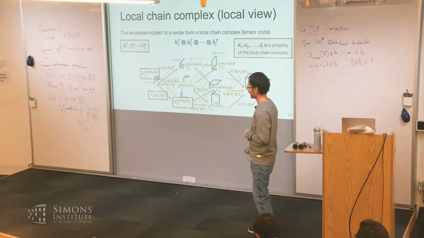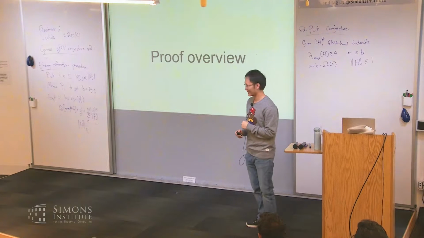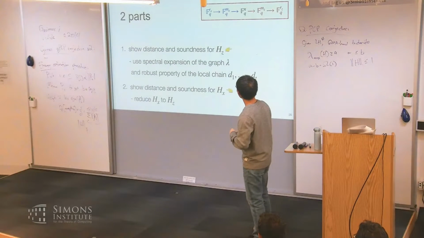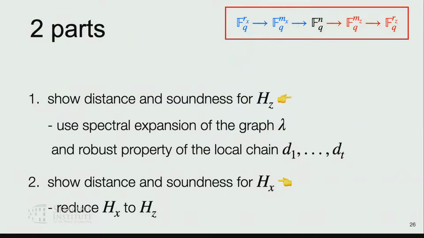Okay, so that's construction one. Yeah, we'll just give a one slide proof. So the proof roughly has two parts. One is to show the distance and soundness property of HZ, and that's related to the chain complex in this direction. And the other one would be to show the distance and soundness property for HX, which turns out is related to the chain complex in the reverse direction. So we just take the transpose of all these linear maps. That also forms a chain complex.